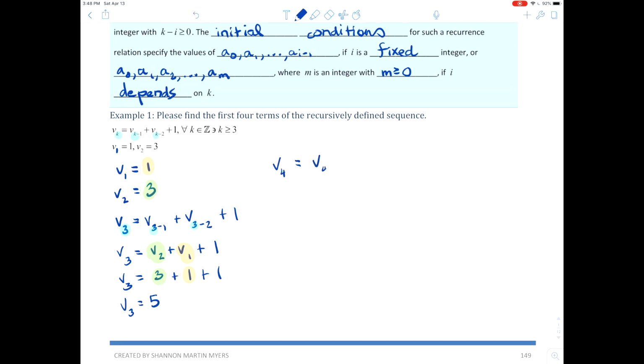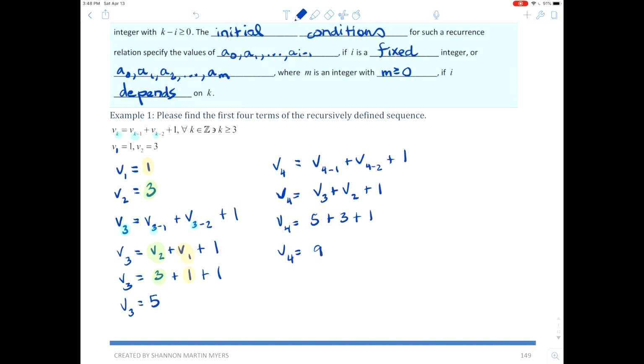All right, well, how about V4? Again, we'll plug it in wherever we see a k, so that'd be V sub 4 minus 1 plus V sub 4 minus 2 plus 1. And that in turn will give us V3 plus V2 plus 1. So our V4 would be 5 plus 3 plus 1. So we would get V4 is equal to 9.